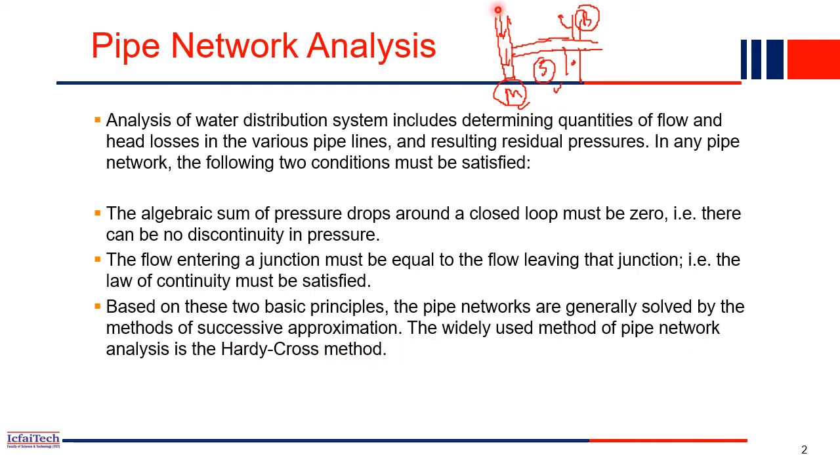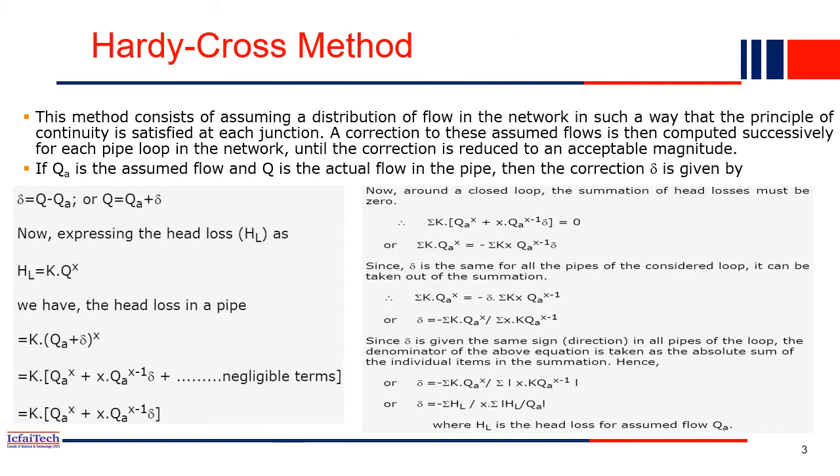Basically, initially we approximate how much water is going, how much water is distributed through each pipe, and then we apply the Hardy Cross method. We then balance the water flow in each pipe, and ultimately we get the exact quantity of water passing through each pipe, and also how much head loss, or loss of water, is happening inside the pipe network. So let's see how exactly the Hardy Cross method works.